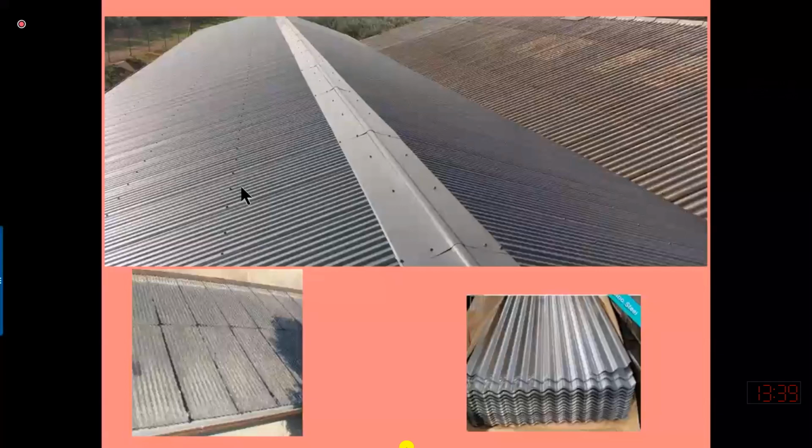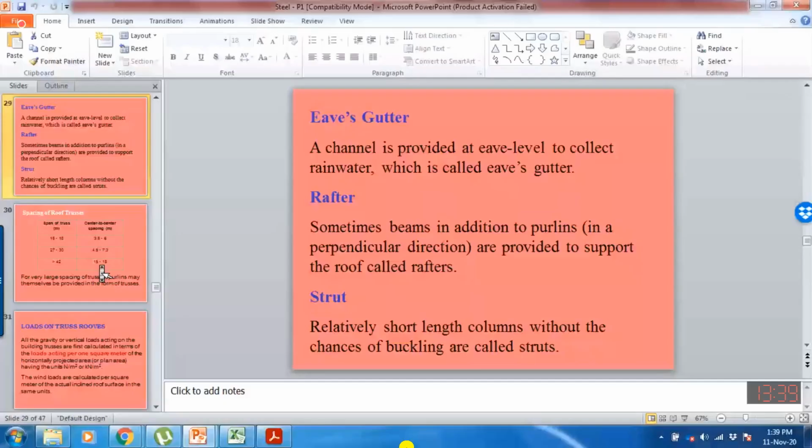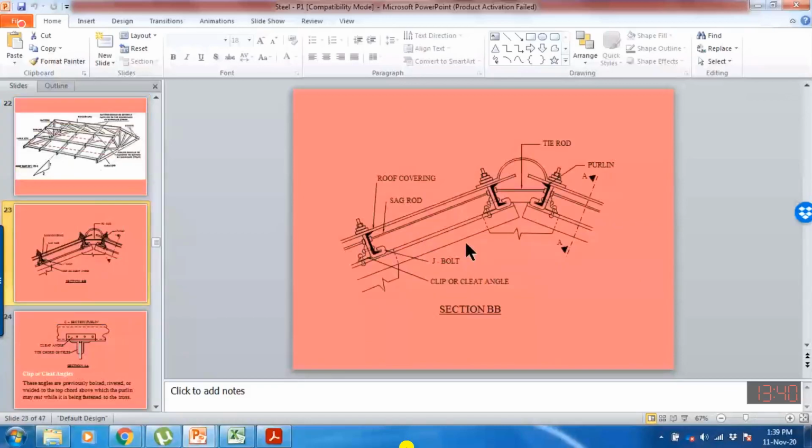I have added some pictures. Here you can see this is a purlin channel section. With the help of a J board, the roof sheet is connected with the purlin.